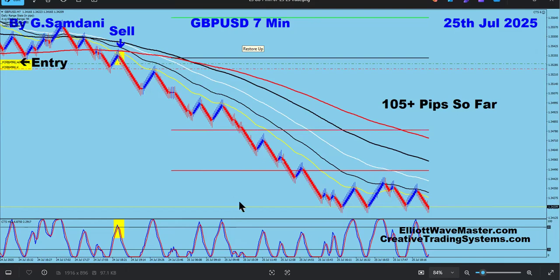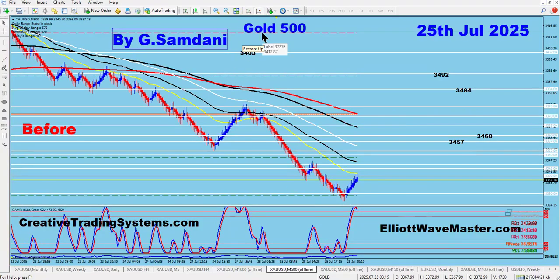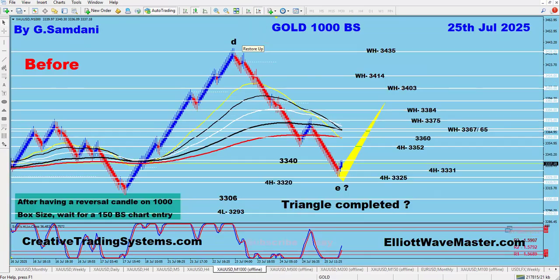So, for example, let's see, this is gold, right? Right now I said that it's probably going to bounce from here. This is the 500 box size. This is the chart I made when there was only a red candle here, and I said that this is like a triangle completed, and then look what happened. We have a reversal candle, a blue candle, another blue candle, and it may be going to the upside next week. And if I see the entry, then I will take it, right? So this is how it is.